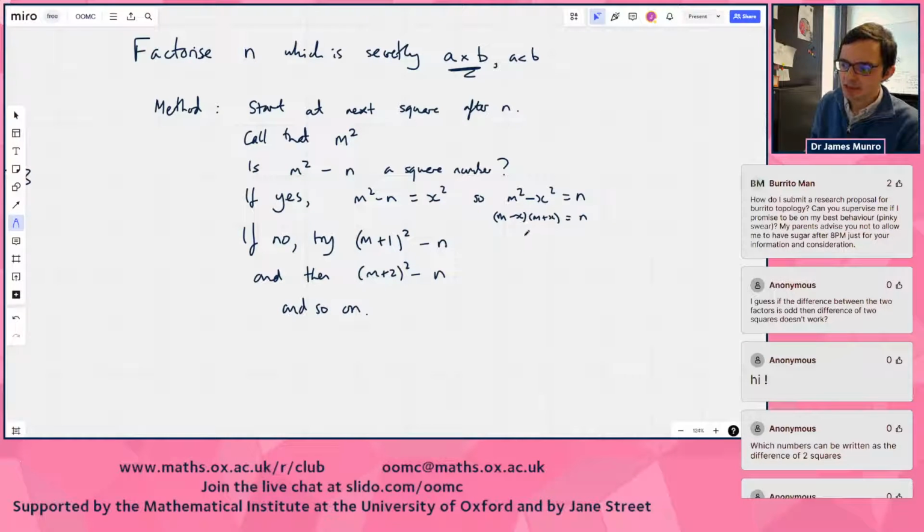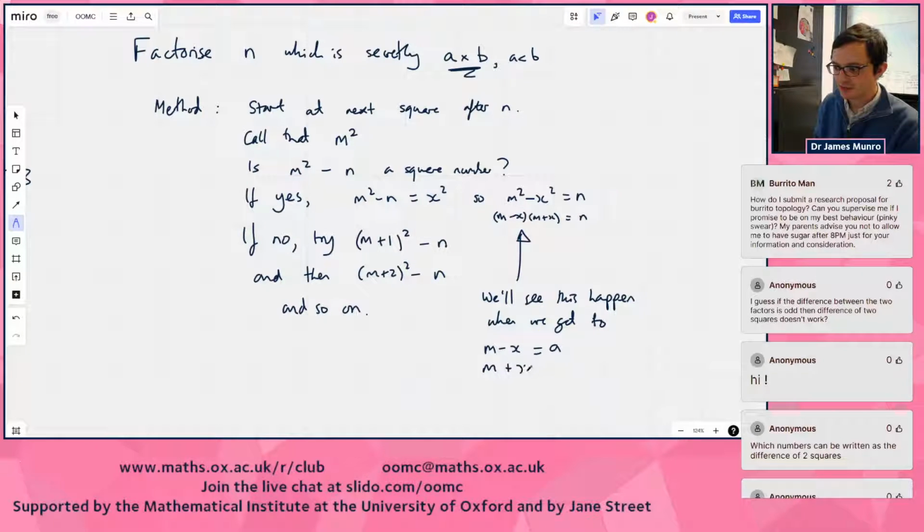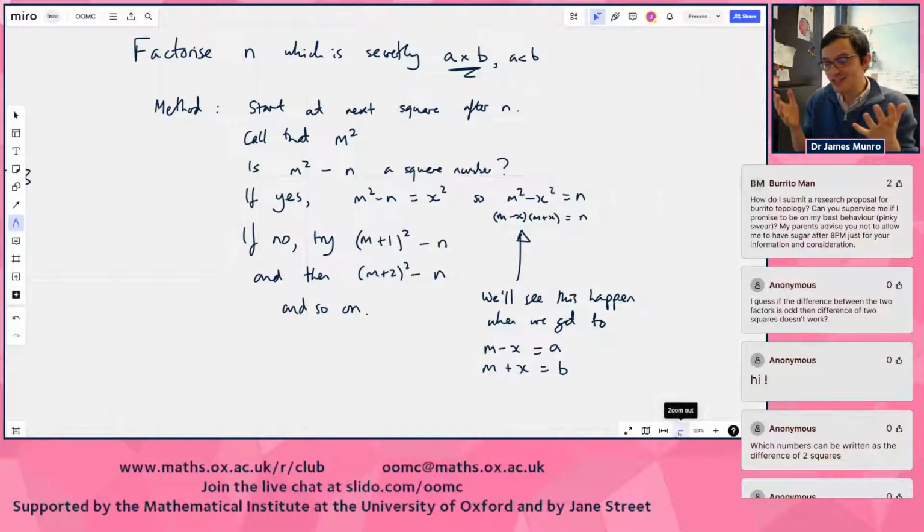So maybe this happens. We'll see this happen for sure, if this works. For sure if we get a situation where this is true and where this is true, and we know that n has this factorisation of a times b. So if this checks out, then we'll discover that factorisation. So that'd be nice.